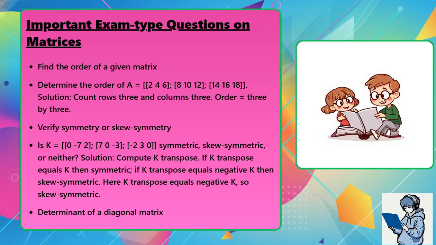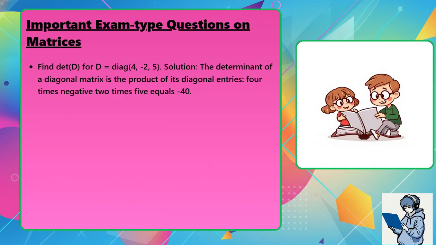Determinant of a diagonal matrix. Find the determinant of D, where D is a diagonal matrix with entries 4, -2, 5. The determinant of a diagonal matrix is the product of its diagonal entries. 4 times -2 times 5 equals -40.